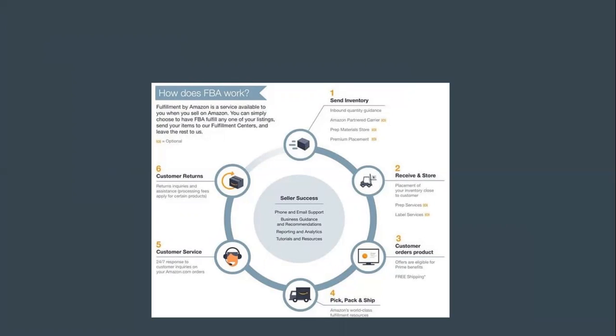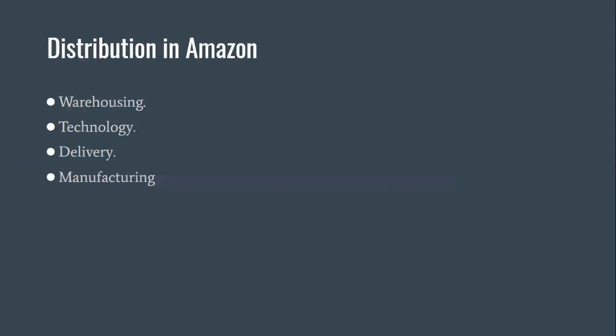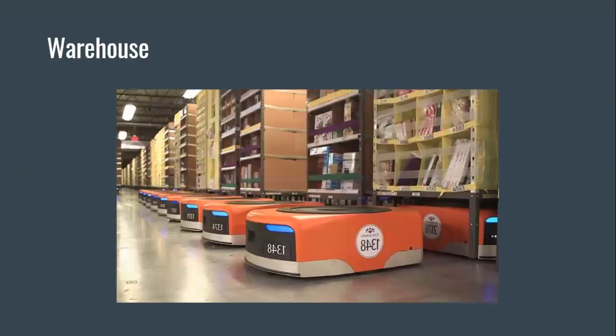From this FBA, we know Amazon has four main supply chain managements. There are warehouse, technology, delivery, and manufacturing. Warehouse, technology, delivery, manufacturing. In the warehouse, there are storage racks with some robots who will walk to pick and pack the orders. The warehouse is usually built near a crowded area because it can make the logistics more efficient.